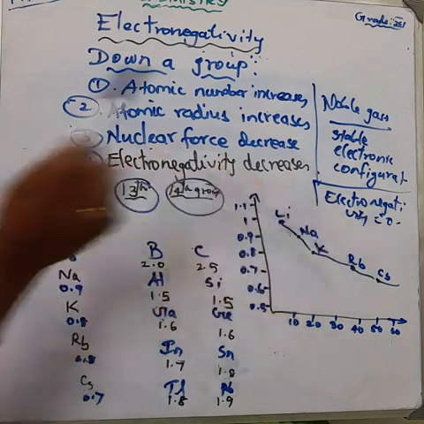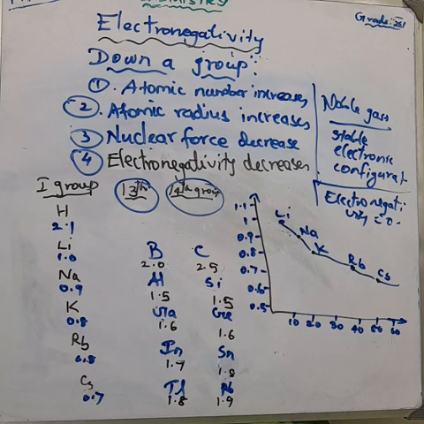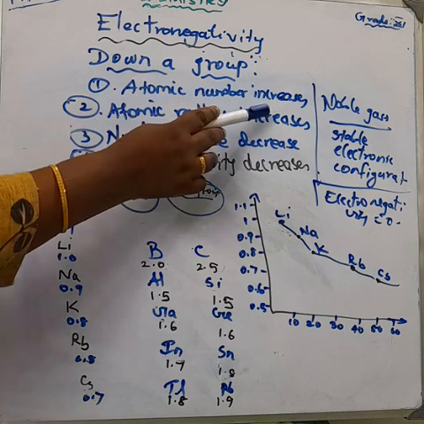And for the s-block elements, we know the electronegativity value gradually decreases, and in all other groups the electronegativity value gradually decreases because the atomic size increases along the group.